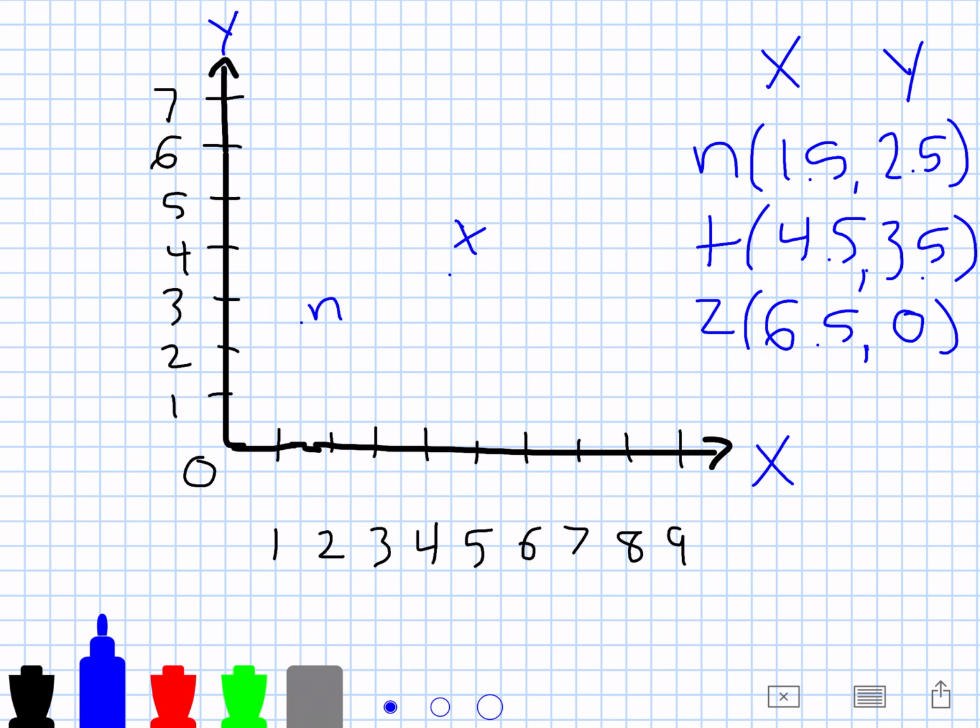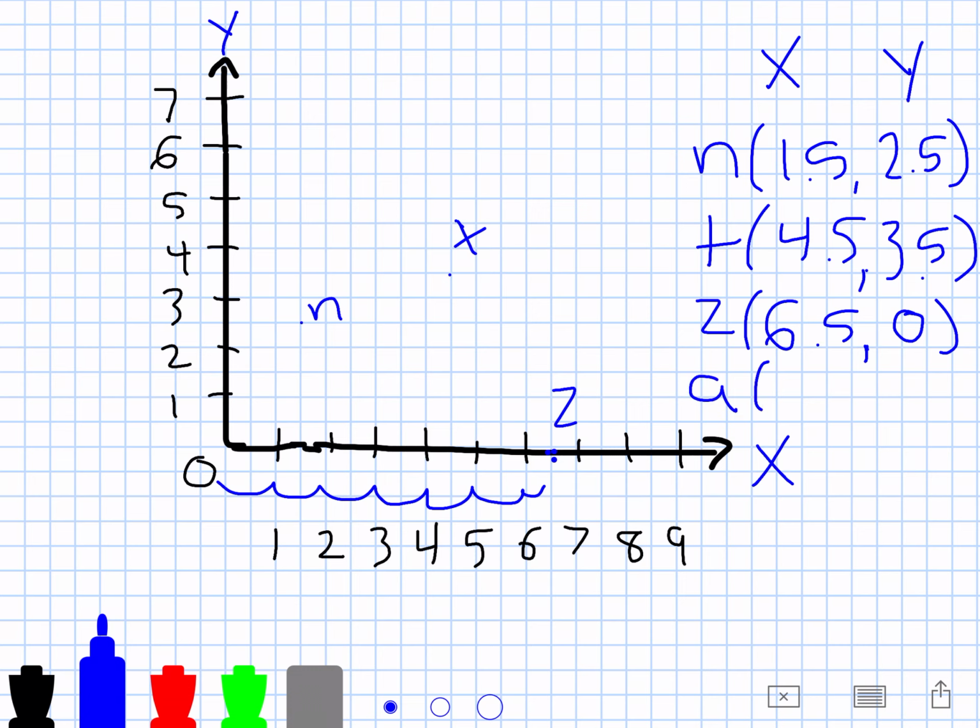Let's check it out. So, of course, our x-coordinate here is 6.5, so I'm going to count 6.5 units over from the origin. 1, 2, 3, 4, 5, 6, one more half unit, 6.5. And then I'm going to plot that point. We'll make this a little bit bigger so it's easy to see right there. And that's going to be point Z. That's point Z.